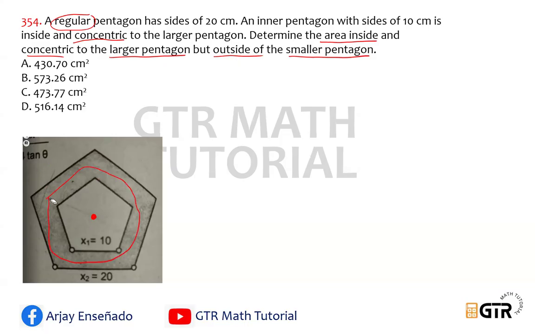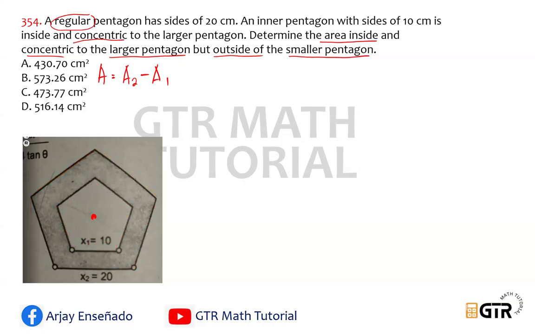Okay? So to find the area of this shaded part, let A be the area of the shaded part. All we have to do is find the area of the bigger pentagon, and then subtract the area of the smaller pentagon. Okay, so let A sub 2 be the area of the bigger pentagon, and subtract the area of the smaller pentagon.